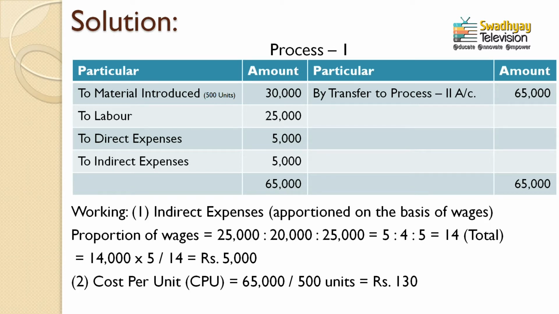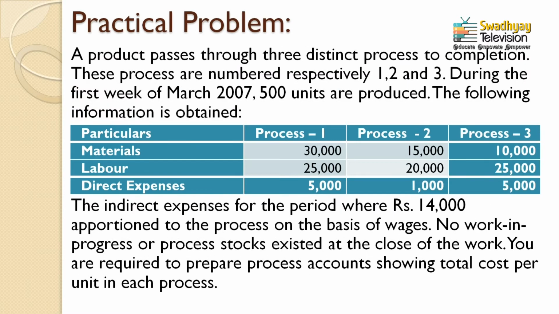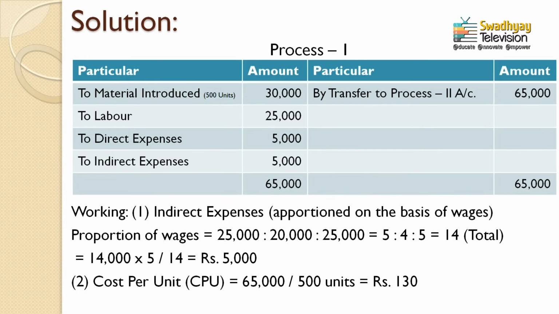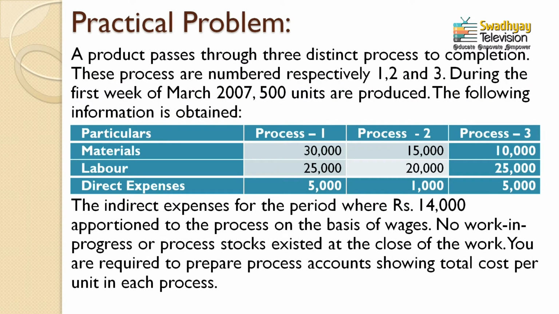Now, the very important part: as per the question, the indirect expenses for the period were 14,000 rupees, apportioned to the processes on the basis of wages. As I already mentioned, this 14,000 rupees will be distributed between all three processes according to the wages proportion. Now, see here in the answer, working number 1. In this working number 1, indirect expenses are apportioned on the basis of wages. So, we just identify the wages of all three processes, that is 25,000, 20,000 and 25,000. See, in the question we have wages of 25,000, 20,000 and 25,000.